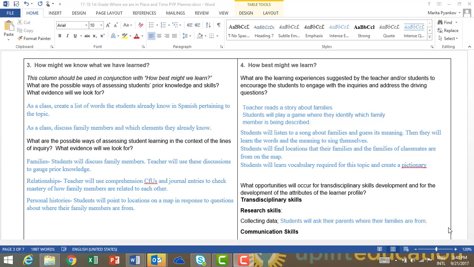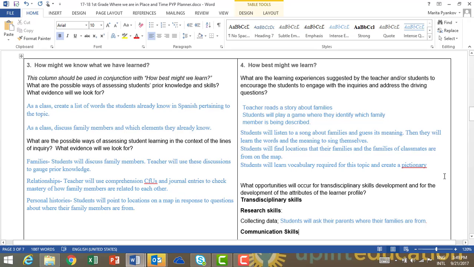As we move on to box 4, you will see here that these learning experiences, these are the lessons and the activities that we're going to do, also need to align directly with those lines of inquiry that we aligned everything with in box 3 to make sure that everything is consistent throughout. You can look through here. I have some different activities, games, songs, stories, looking for things on the map, creating Pictionaries to learn vocabulary, all sorts of different things that are ways that we can explore the topic that we have.